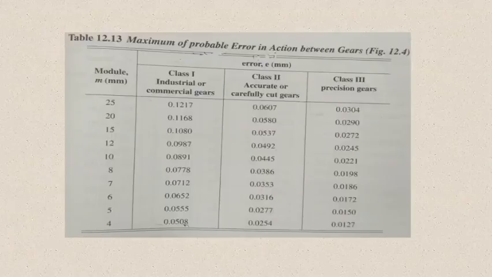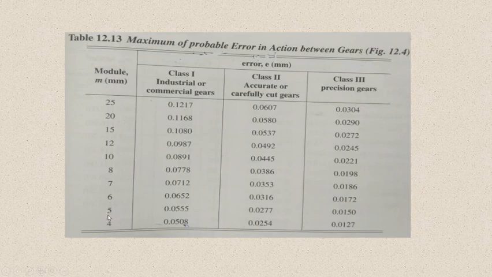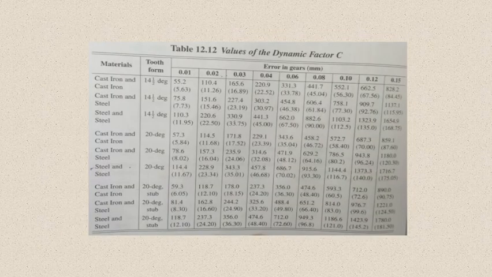See table number 12.13. As we have calculated the value of module, that is 5, and we have to work under grade 3, which means class 3 for precision gears. So m equal to 5 and the value of small e is equal to 0.0150. Now come to table number 12.12. The value of error is 0.0150, which is in between 0.01 and 0.02.